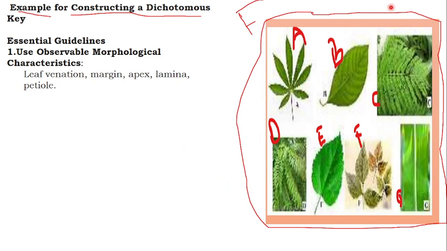Let me have a look at how to construct this dichotomous key. You should go with me. You should make a dichotomous key to identify. A dichotomous key is a biological tool to identify organisms based on observable characteristics, meaning you observe those organisms and make their classification. The essential guidelines here: use observable morphological characteristics, either venation, margin, apex, lamina, and petiole. Venation is the arrangement of the veins along with the main veins. I will help you to understand all of this.